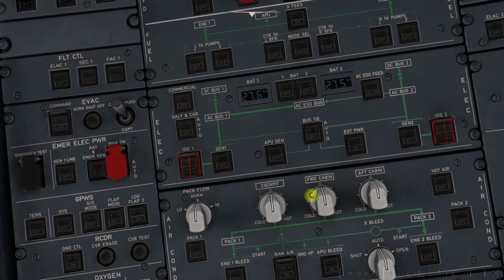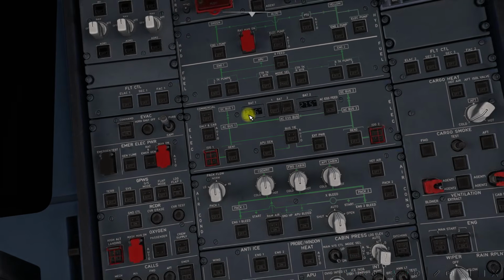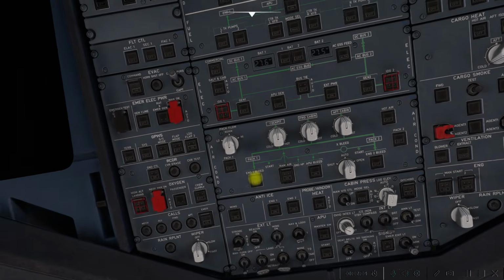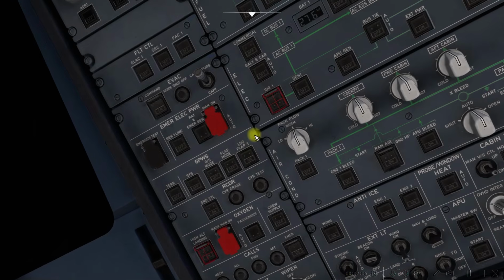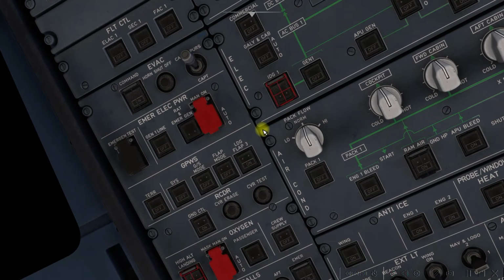Second way would be, let's say during smoke configuration, you want to deliberately put the aircraft in emergency electrical configuration to shut down most of the electrical systems. You can manually turn on the RAT or deploy the RAT using this. So usually you do this as part of the smoke procedure.